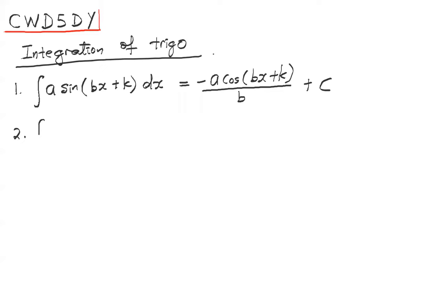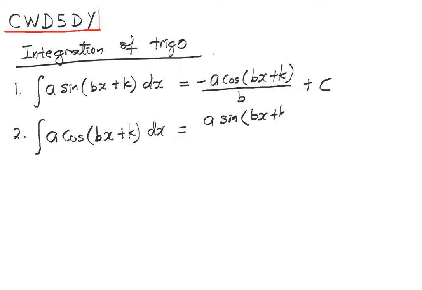If I integrate a number times cos, the angle must be in linear form. I will get sin. You see, just the reverse. Plus c. Got it?